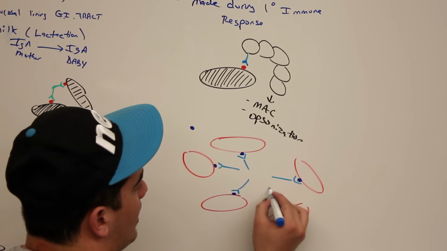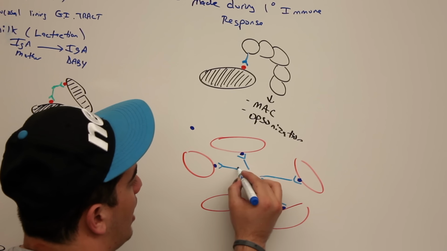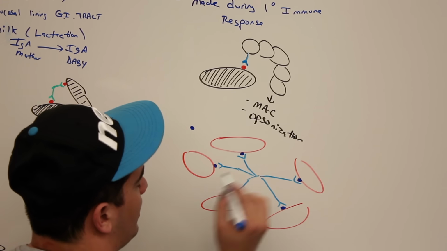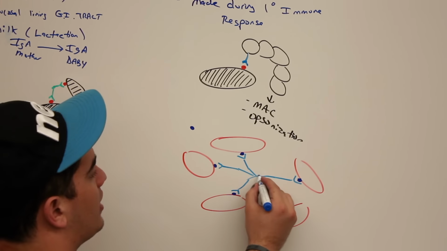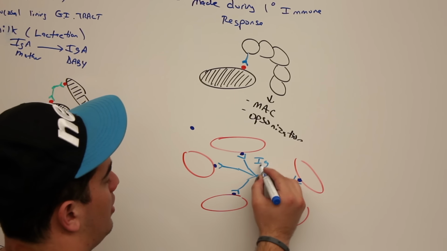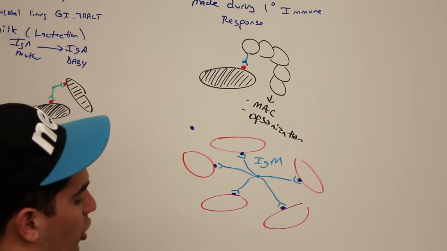And then all of these guys can bind here through, again, what is that molecule called? It's called a J protein that links them all together. This molecule right here is our IgM antibody. And what is he doing?